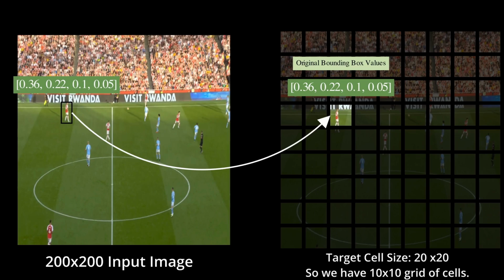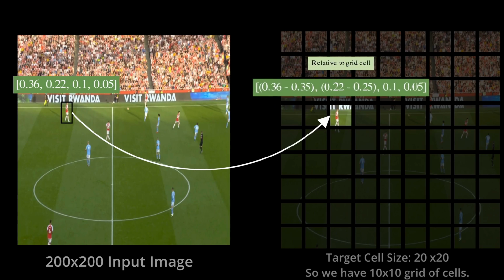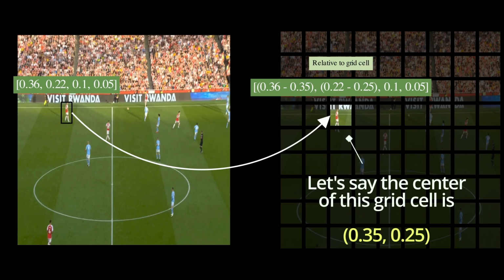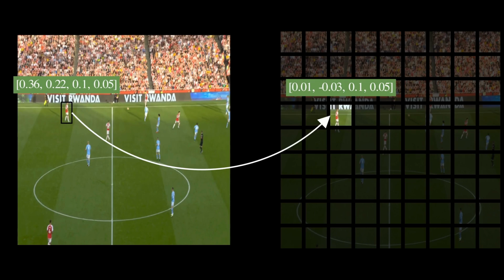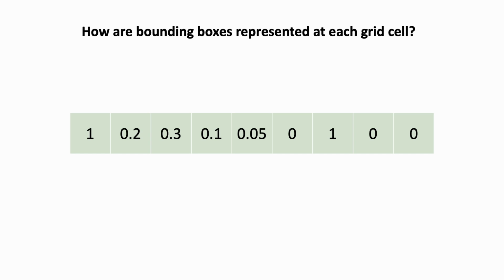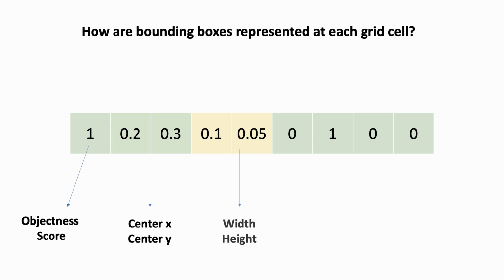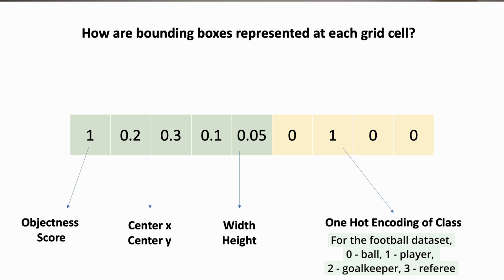This bounding box obviously falls in the 4th row and 3rd column of our grid. The center of this cell is 0.35, 0.25. Therefore, the relative center of our annotation bounding box with respect to this cell will be 0.01 and minus 0.03. Therefore, the normalized prediction bounding box for this cell will have a vector of size 9 containing an objectness score, which indicates if an object is even present in this cell. Then the center x, center y, then the width and the height, which are also relative to the image's size, and finally the class which the object belongs to.